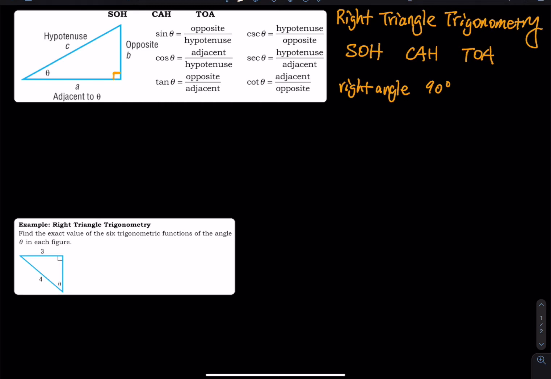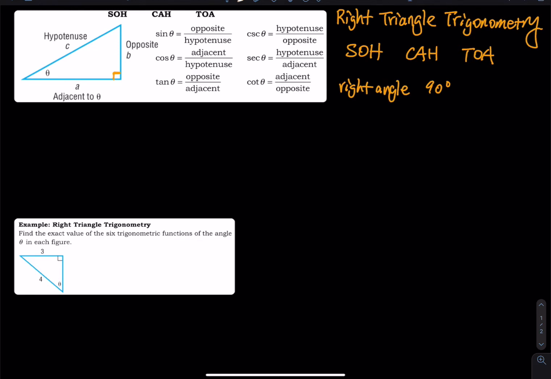And then what about adjacent? Adjacent is touching the theta, right? So that is right next to it. It's like your neighbor. So we call that adjacent. So a side or a leg that is touching the theta. And then opposite is on the opposite side. So if you are standing at the location of theta, you can see your opposite side. So that is called opposite. And then hypotenuse is always the leg or side that is not touching the right angle.